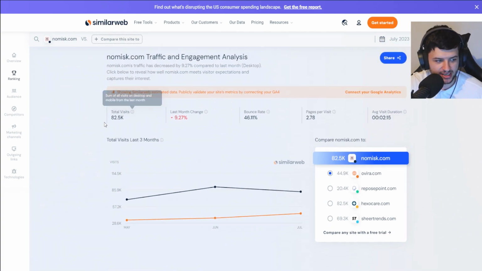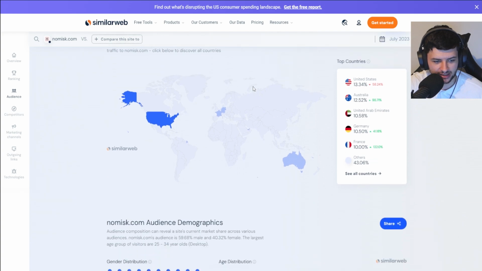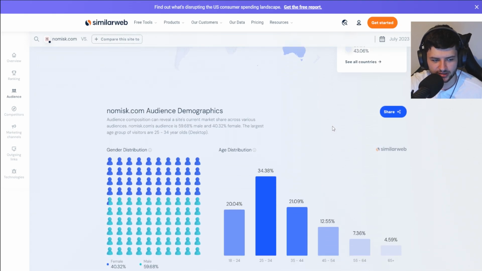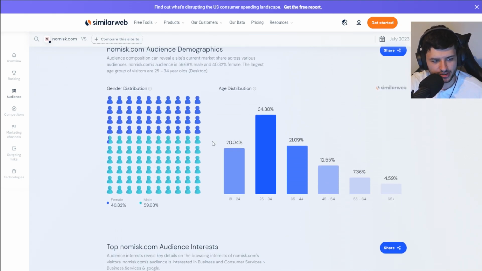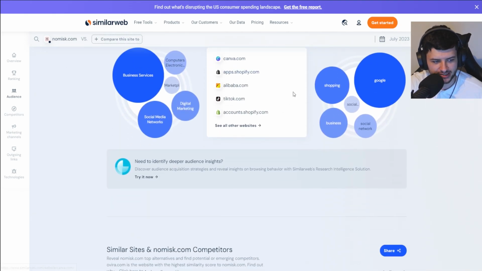So as you can see, it's getting 82k total visitors in July, which isn't as high as I expected, but that's still a lot of traffic. And we can analyze specifically where it's coming from. So a lot of the traffic is coming from the United States, but they seem to be marketing globally to a lot of the top European countries like Germany and France, but then also the UAE and Australia. So that's quite interesting. You can see the audience demographics of the visitors, the audience interests.